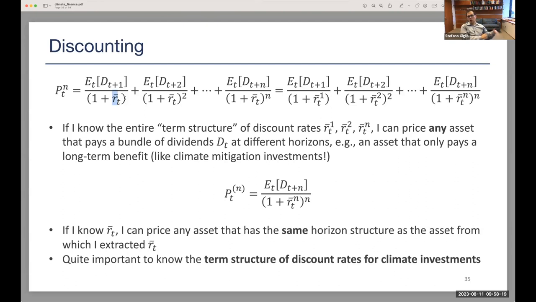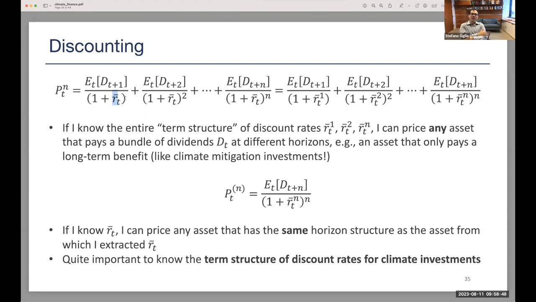They pay 2 or 3% every period, more or less, with some fluctuations. But a climate mitigation investment has probably very little benefit in the short term and many benefits down the long term. So it's particularly important for us to understand how we should discount those very last cash flows, and to have some sense of whether these long-term discount rates might be very different from the very short-term cash flow discounting, okay?